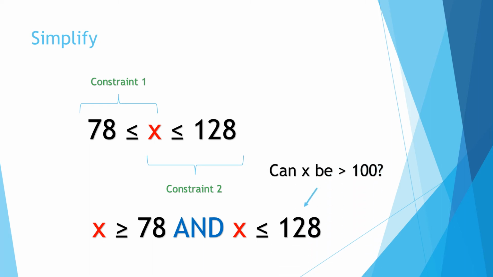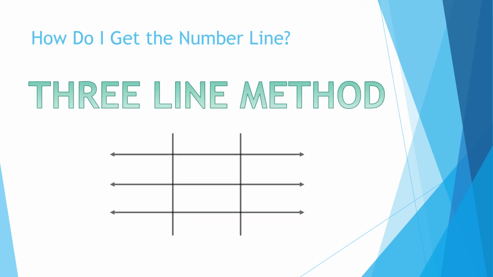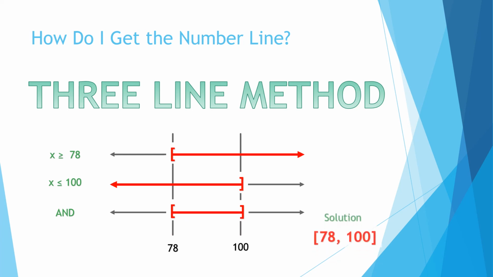So these are our two constraints with the and statement. However, can x be greater than 100? No, we said that the highest grade you can get is 100 on the final exam. Therefore, the final exam grade has to be between 78 and 100. So again, using the 3-line method, we'll put our 78 and 100 as our critical points. We'll have x greater than or equal to 78, which will be a bracket shaded to the right. We'll have x less than or equal to 100, which will be our bracket shaded to the left. And this is an and statement, so we're going to look for the overlap. It's going to be all the numbers in between, including the endpoints, 78 and 100. So that's what he must get on his final exam grade to get at least a B.